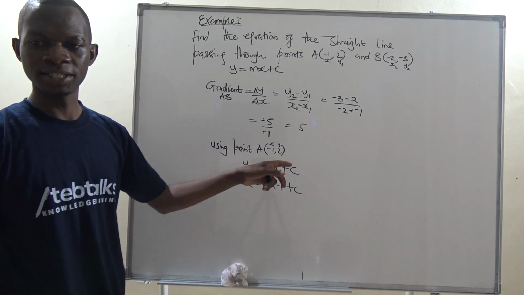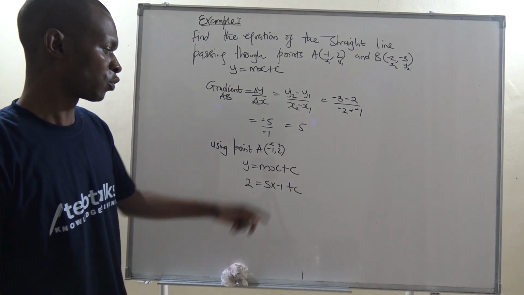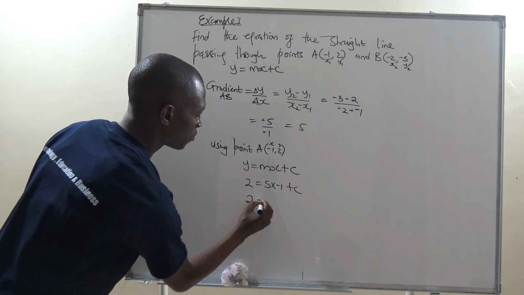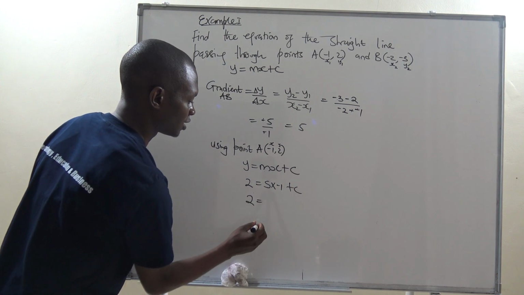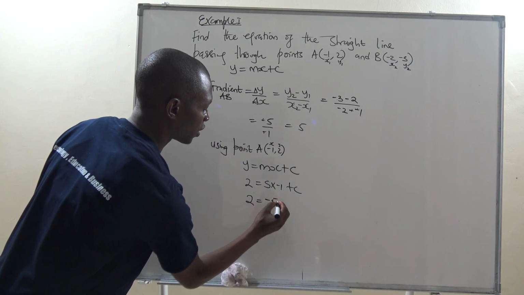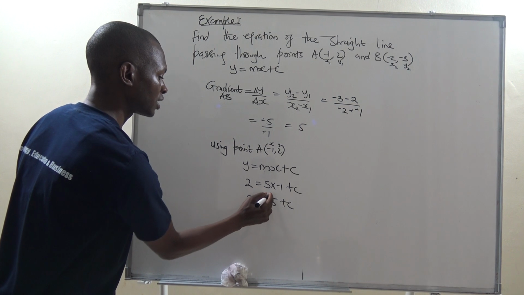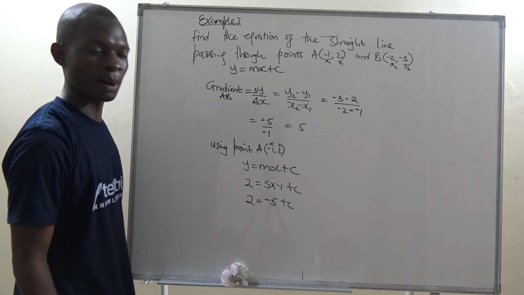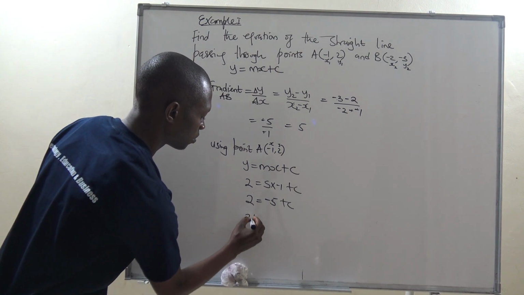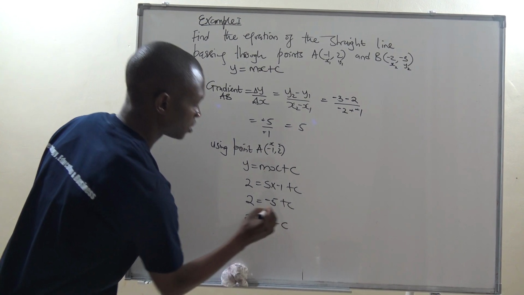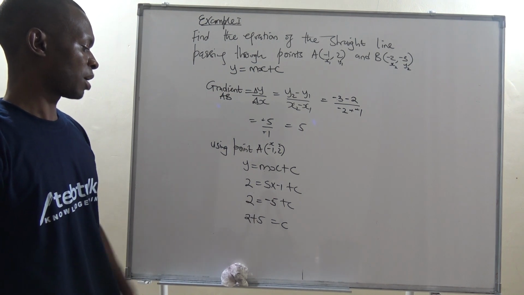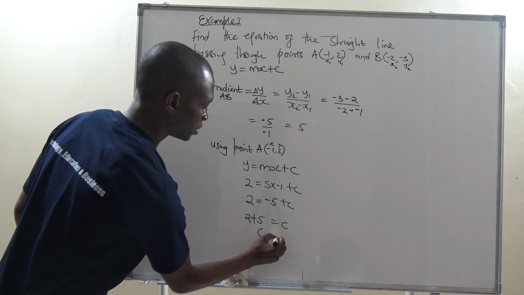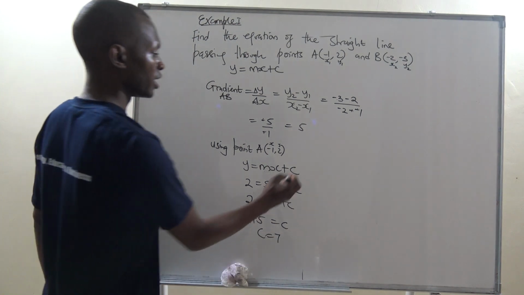We aim at making c the subject of the formula, or to remain with c alone. So 2 equal to positive times a negative, get a negative. 5 times negative 1, negative 5, plus c. When I take negative 5 to this side, or when negative 5 crosses the equal sign, it will become a positive. So it will be 2 plus 5 equal to c. Because when negative 5 crosses the equal sign, it will become a positive. So 2 plus 5, we end up getting what? 7.